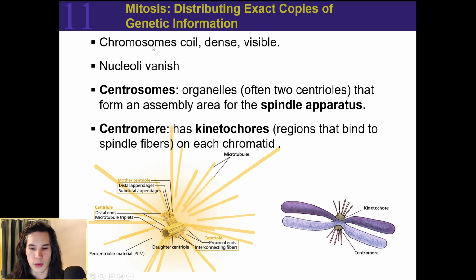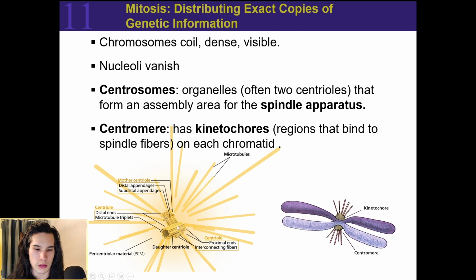All right, so before we move on to the next phase, which would be metaphase, let's go over a few different terms. Again, during prophase or during any part of mitosis or mitotic phase, your chromosomes are coiled and dense and visible and distinct from one another. Your nucleoli within your nucleus are going to vanish. That's going to happen during your prophase. And then a few terms here, we have centrosomes. These are going to be organelles often composed of two centrioles.